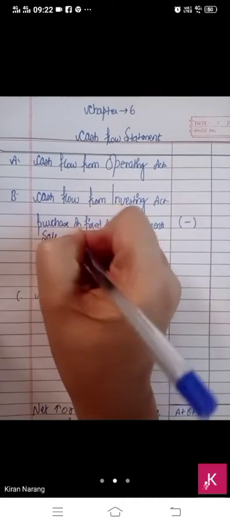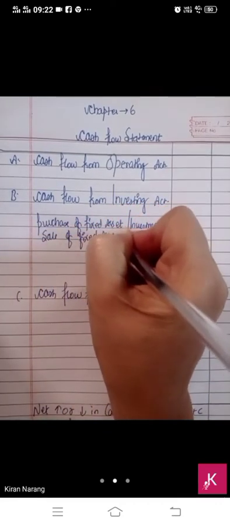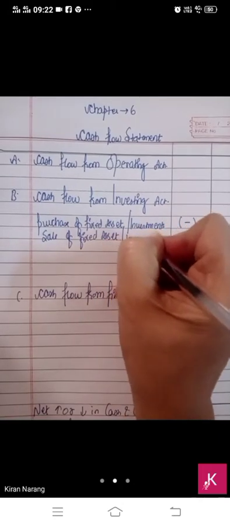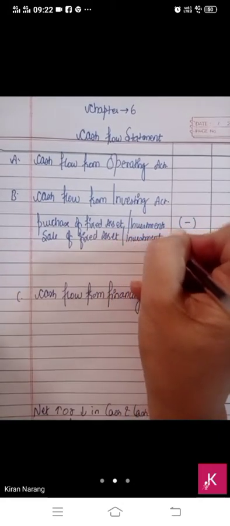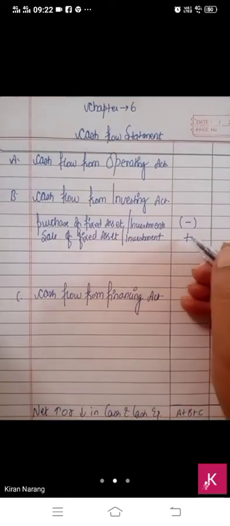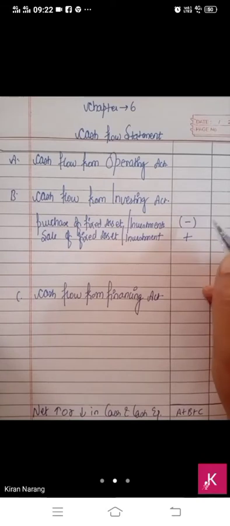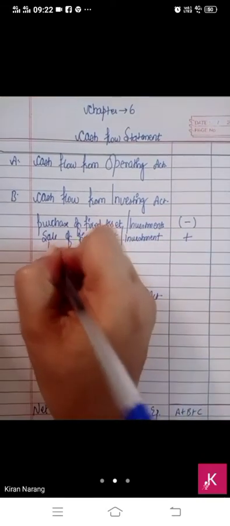Sale of fixed asset and investment, plus. If we have sold some fixed asset and investment, the money is coming to us, cash is coming, so we will add it. If we are receiving cash, it is called cash inflow. It will be added. And if we are spending some cash, it is called cash outflow and it will be subtracted. Then three other things.